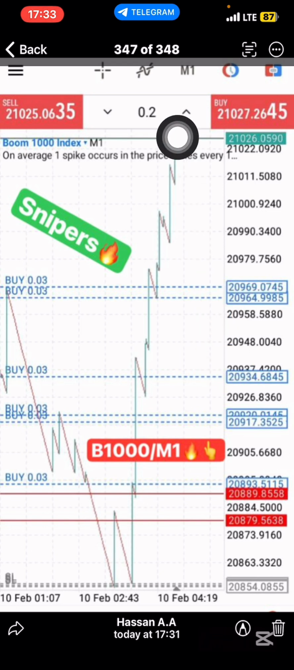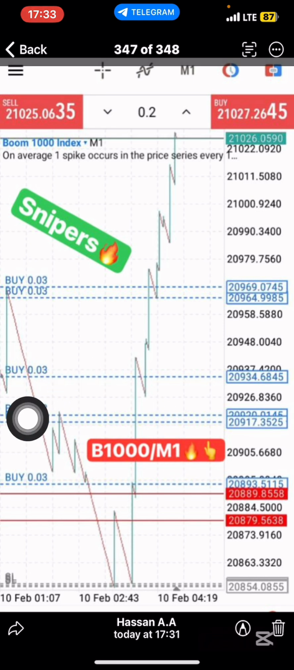Order flow going up, higher high, higher low, higher high, higher lows, because we are buying in the major direction of the trend.